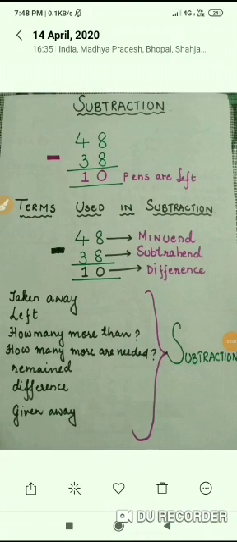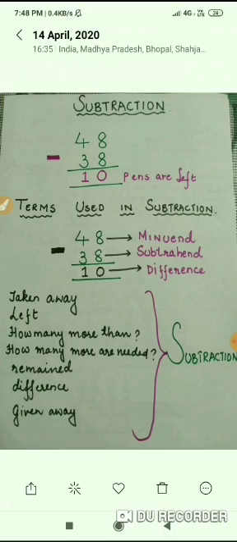Let us revise the concept of subtraction through an example. I have 48 pens. I gave 38 pens to Sam. How many pens are left with me? Here I have to subtract 38 from 48. Now 48 minus 38 is equal to 10. I am left with 10 pens.